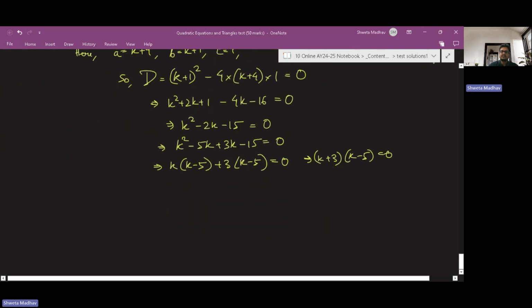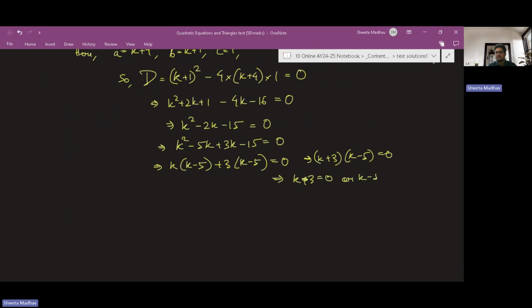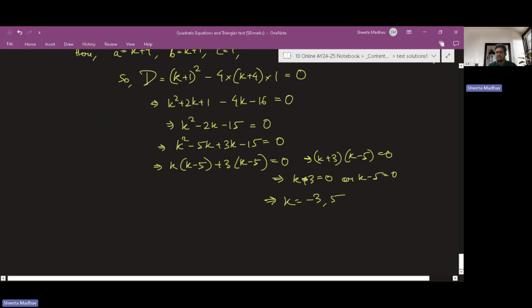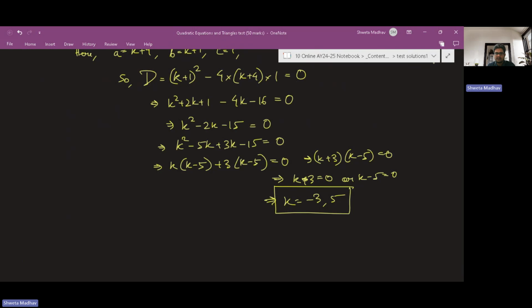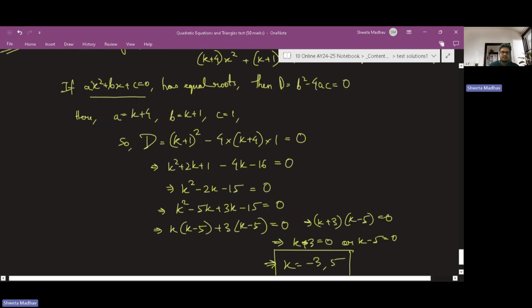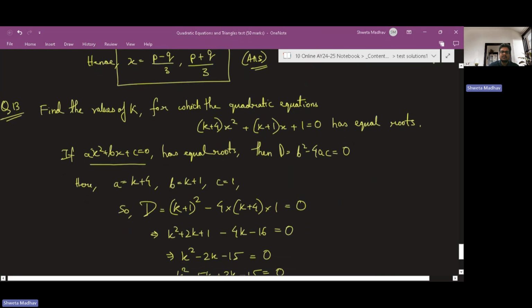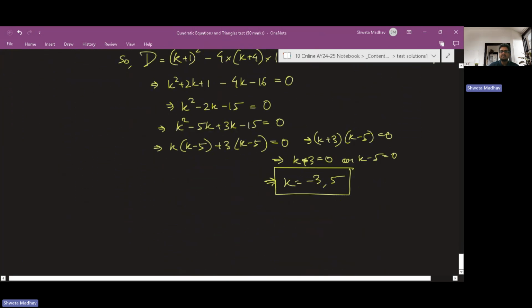So hence either k plus 3 equal to 0 or k minus 5 equal to 0. So the values of k are minus 3 and 5. These are the two required values of k for which the given quadratic equation will have real and equal roots. So k equal to minus 3 and 5 is the answer.